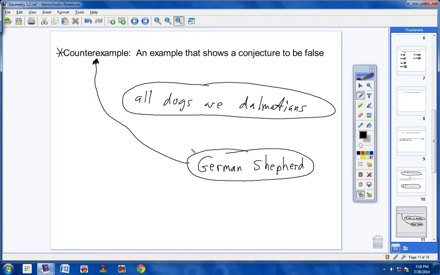Now, are all conjectures false? Of course not. Some conjectures are true, but some conjectures are not true. And when you prove a conjecture wrong, you use a counterexample. I hope that makes sense. Once again, a counterexample is an example that shows or proves a conjecture to be false.